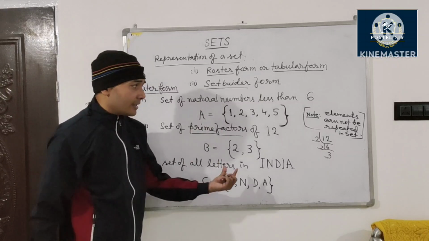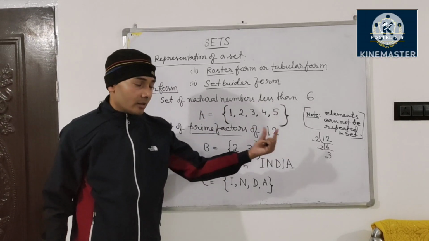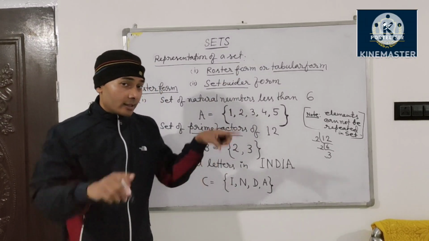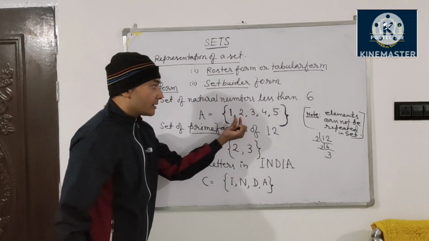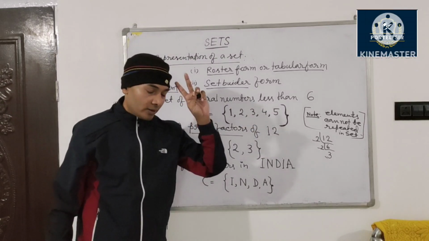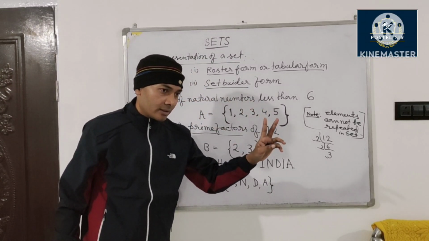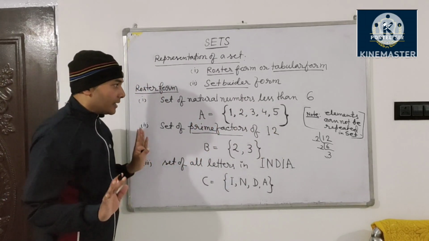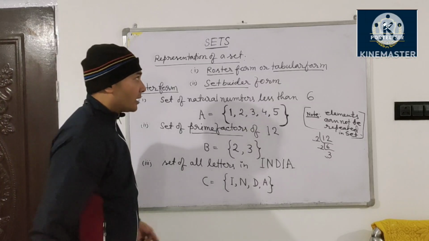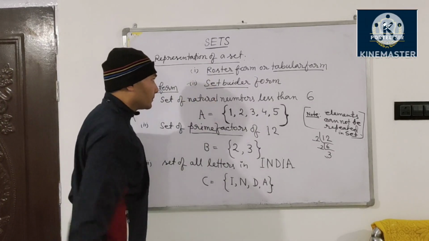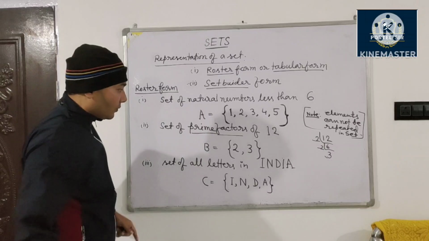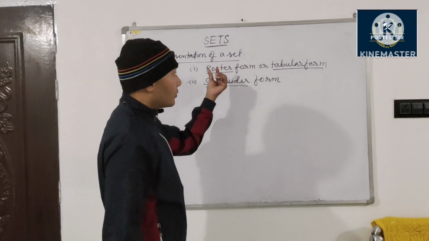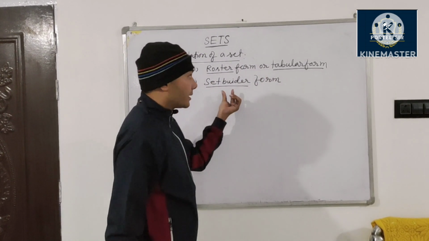What is roster form? Elements are written within second bracket or curly braces, separated by commas, and we have to keep in mind that no element is repeated. Okay, so very easy. Now we will move to the next, set builder form. Roster form we have already done, and we will practice more in the exercise.